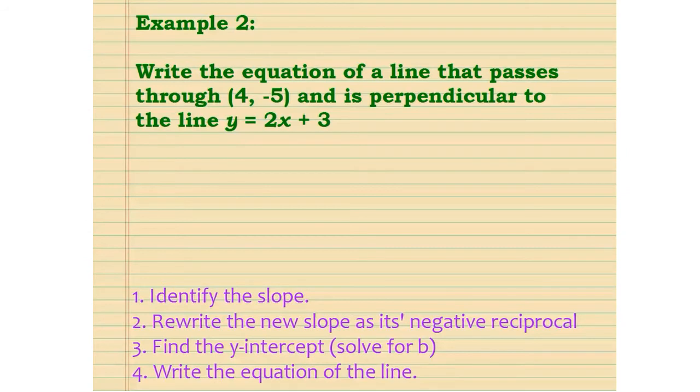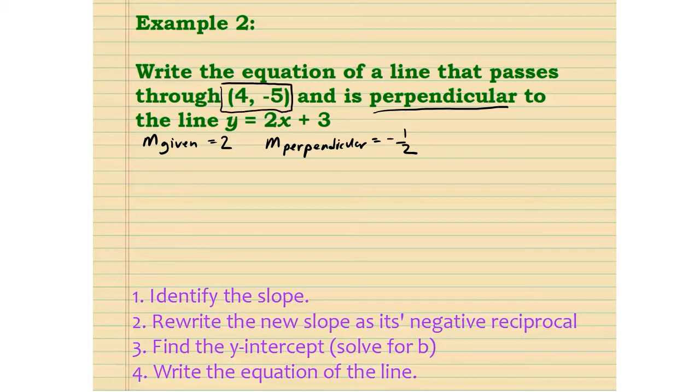Here's our second example. We're going to write the equation of a perpendicular line this time. Let's find the slope of the given line. M given is 2. And from that I can find the slope of the perpendicular line, which will be negative reciprocal of the given line, -1/2. After finding the slope of the perpendicular line and knowing that that line passes through this point, I can use the point and the slope in either point-slope form or slope-intercept form.